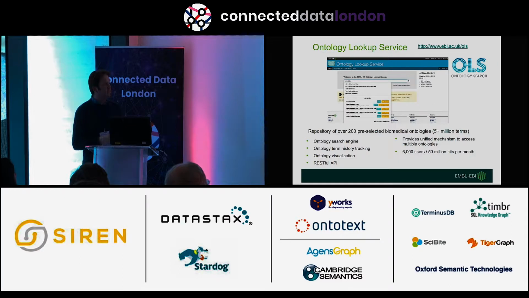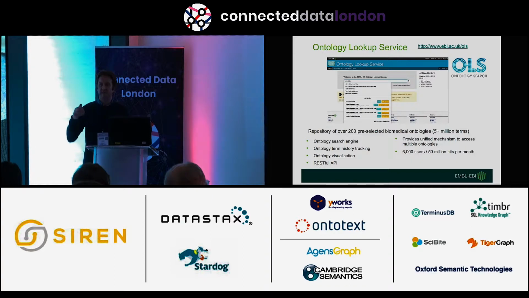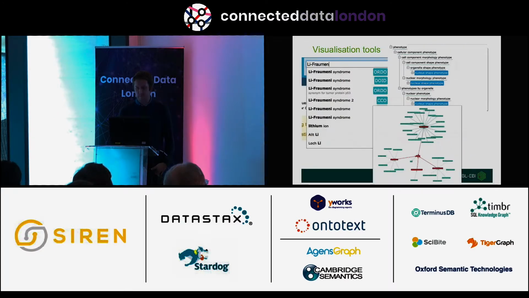And OLS aims to provide a unified interface. So we make sure that all those ontologies are as aligned as best we can, so you have a single interface to all these ontologies. And we have around 6,000 active users a month, and around 50 million hits on the API, but this can go up to about 150 million. It depends if one of the big databases is doing a release, so they will often just throw all their data against the API and try and do their best effort at matching to ontologies.